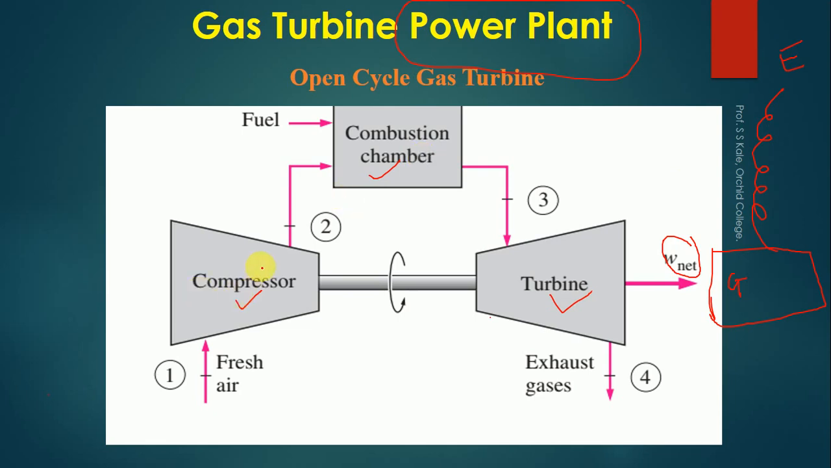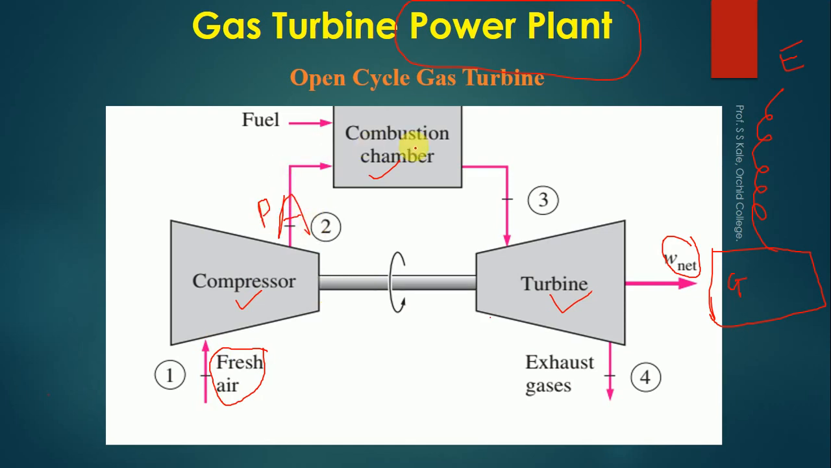So what are the various components? As I told you, there is a compressor, combustion chamber and turbine. What is a compressor? Let's see. A compressor is a device which will take atmospheric air as an inlet and gives output at a very high pressure, higher than that of the atmosphere. Whatever fresh air is taken inside will get pressurized inside the compressor, and we get pressurized air at the output of the compressor. Then this air will be supplied to the combustion chamber.